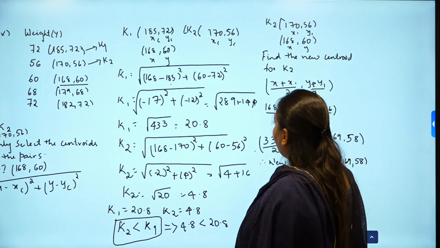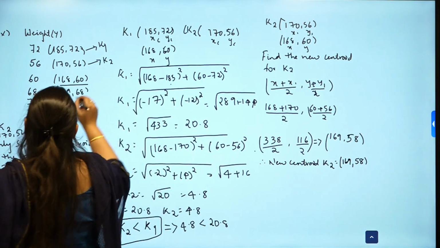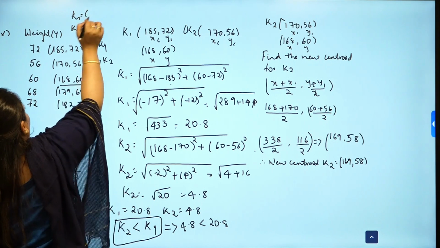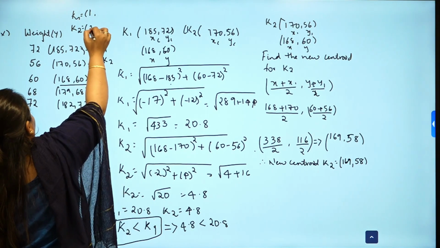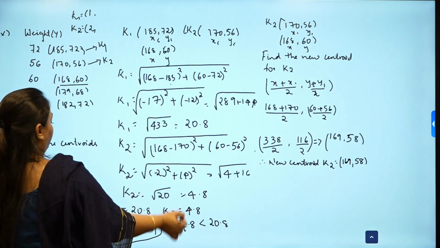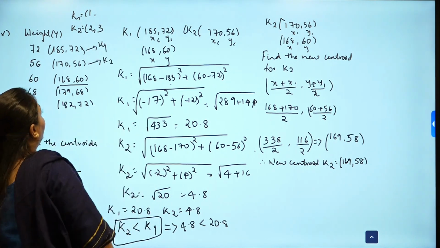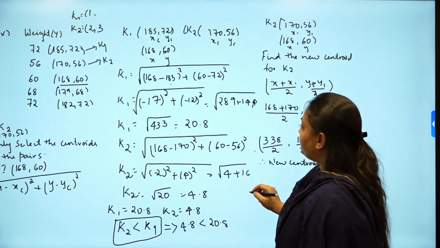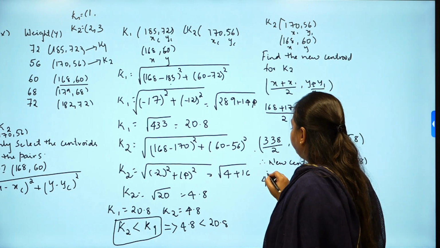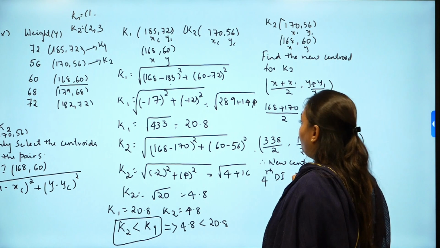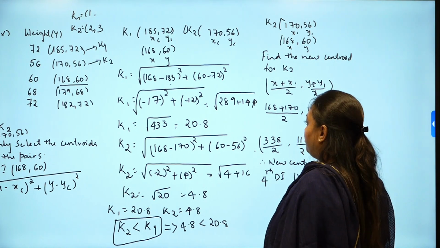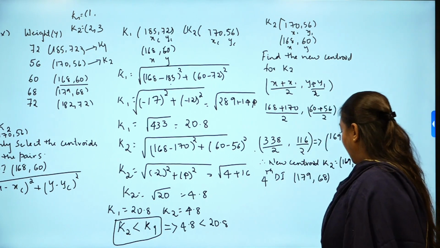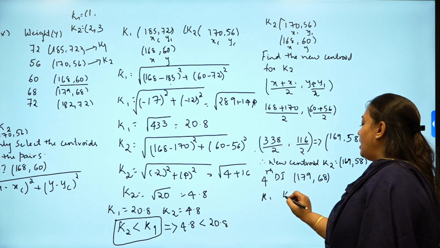Now you all can just make a note here. You have K1, K2, two clusters. In K1 first you have 1, in K2 you have 2. Now the latest one is also there, 3, in your K2. Now next let's move on to your next row. In your fourth row, that is nothing but your fourth data item, what do you have? 179 comma 68. This is your fourth data item. Again I need to calculate K1 and K2.